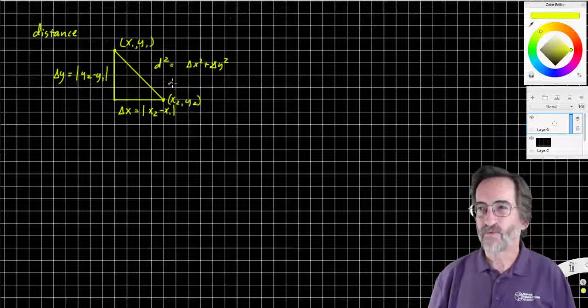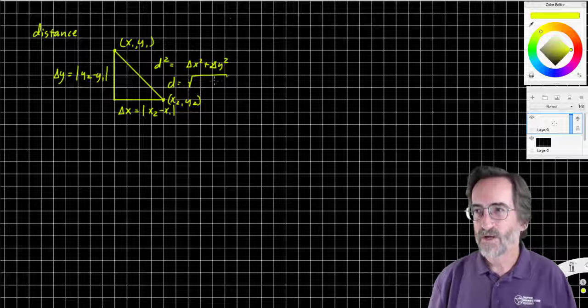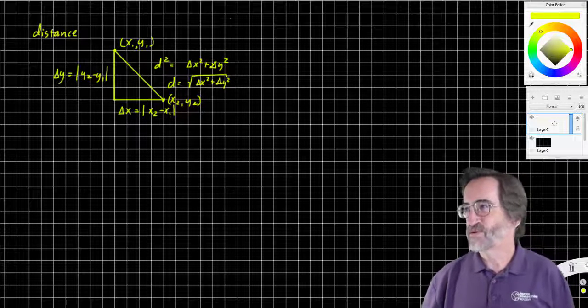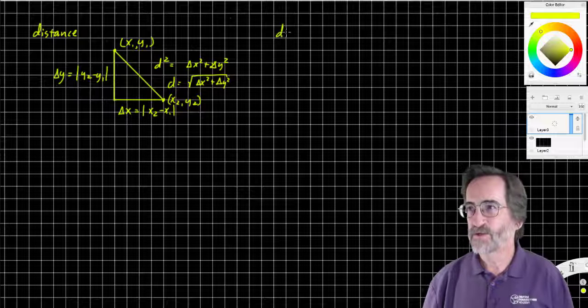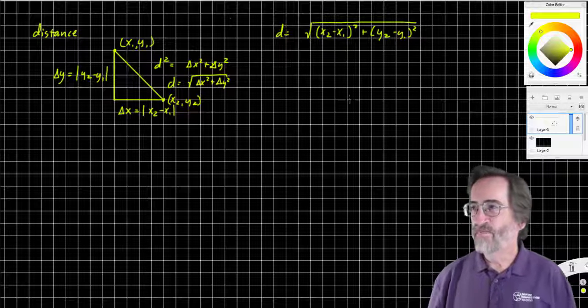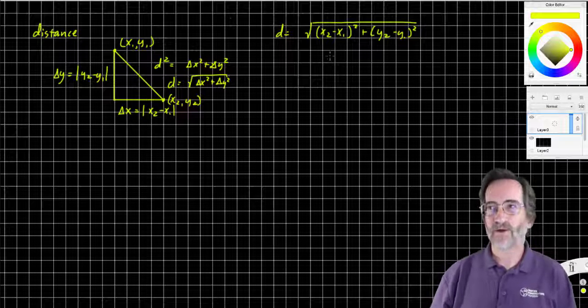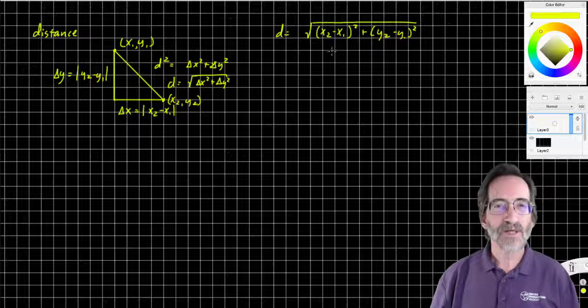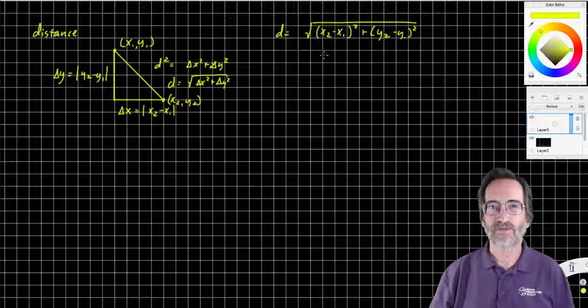So if I take the square root of both sides, we end up with d is the square root of delta x squared plus delta y squared. That gives us the formula here for distance. Distance between 2 points is the square root of x2 minus x1 squared plus y2 minus y1 squared. And you may have a little bit of a question, well, what happened to the absolute value? Well, when you square a negative, you get a positive anyway. So squaring takes care of the absolute value. The result of squaring is always positive.